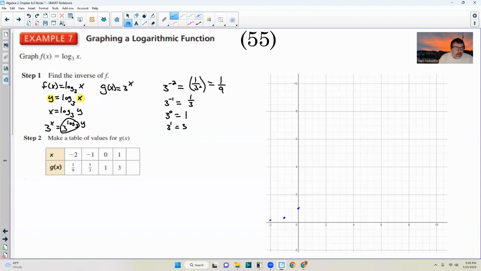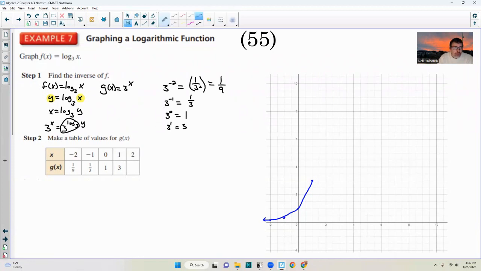And so that's the point 1 comma 3. So go over 1 up 3, which is here. Notice what's happening. It started over here and it's growing and it's getting bigger, and it's starting to get bigger quicker. Okay, so now I'm going to pick another value, 2.